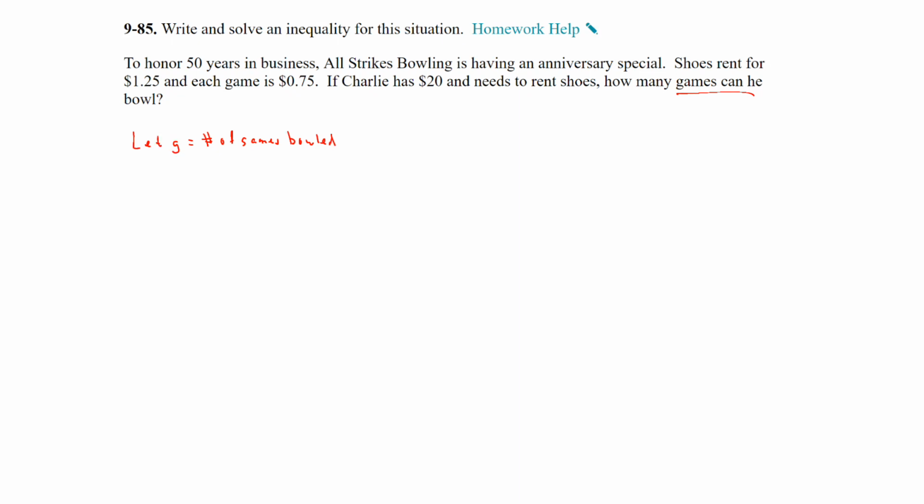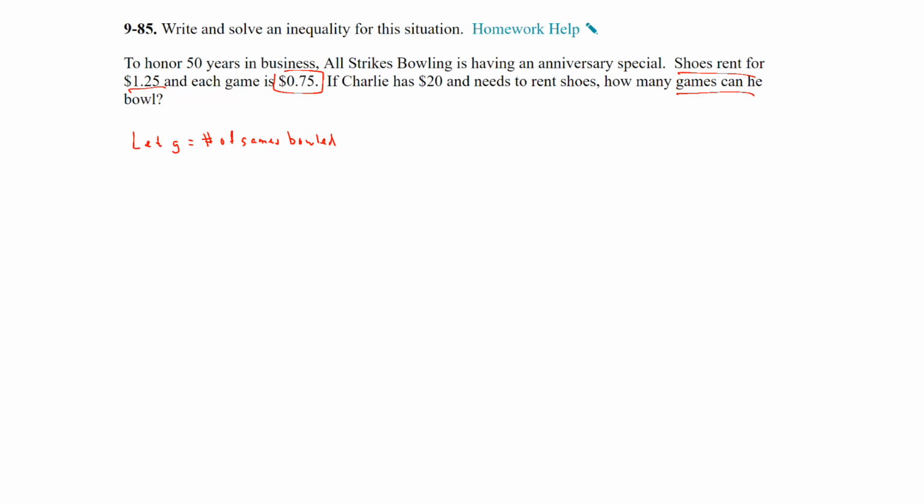To set this up, we have to identify some other important pieces. The shoes rent for $1.25, so that's a one-time fee. $1.25, that's all you have to pay one time. But each game is 75 cents.